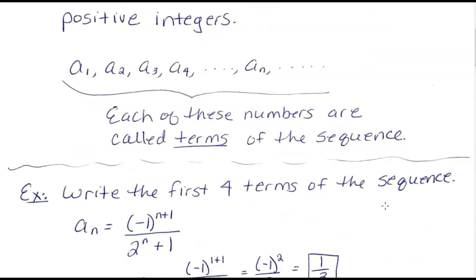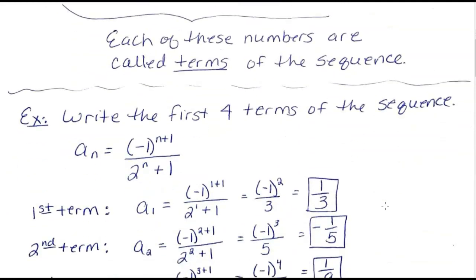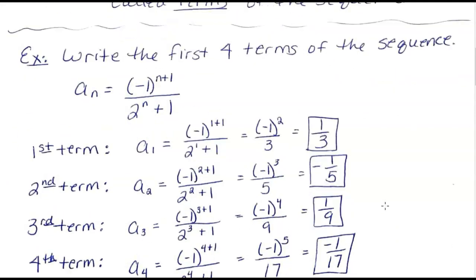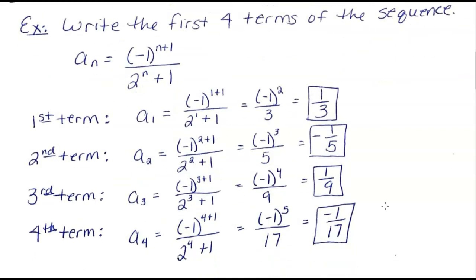So we're going to do an example here first, just to show how to utilize a function given that represents a sequence. Write the first four terms of the sequence. A sub n equals negative 1 to the power n plus 1 divided by 2 to the nth plus 1.